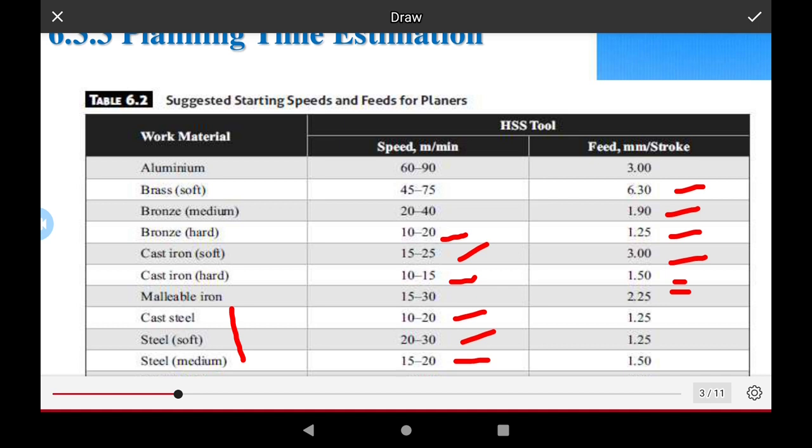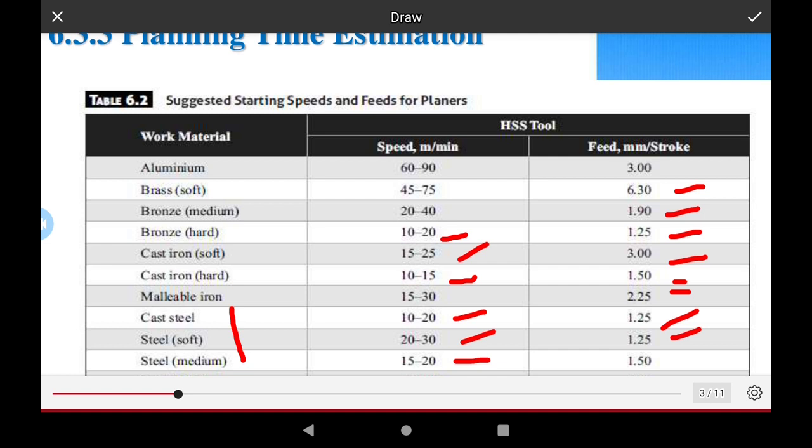And the feed rate is also different for different materials. For cast steels the feed rate is 1.25 mm per stroke, and for soft steel the feed rate is 1.25 mm per stroke. The feed rate is selected for the different materials and different tools, and tool speed is also different for different materials. This table is very helpful to solve our problem.